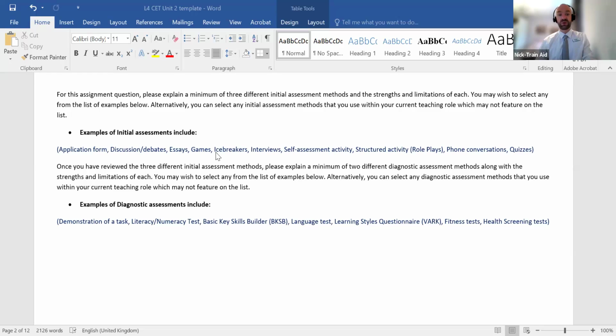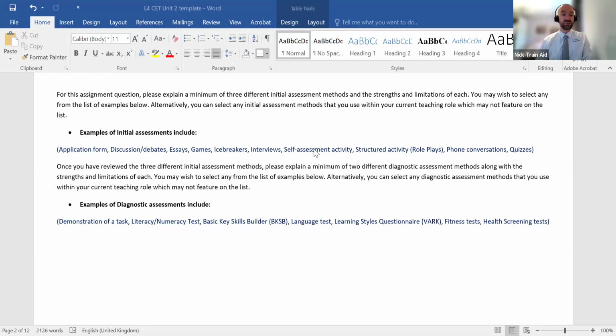So in terms of some of the most popular initial assessments, we have got an application form, a discussion or debates, essays. You might ask your learner to complete perhaps an essay of some sort, just to test their literacy skills, any type of informal games, fun interactive icebreakers such as Two Truths and a Lie, interviews, a self-assessment activity, structured activities such as role plays, phone conversations with a learner, or any type of quizzes such as Kahoot, Socrative, anything which is quite fun and engaging as well.